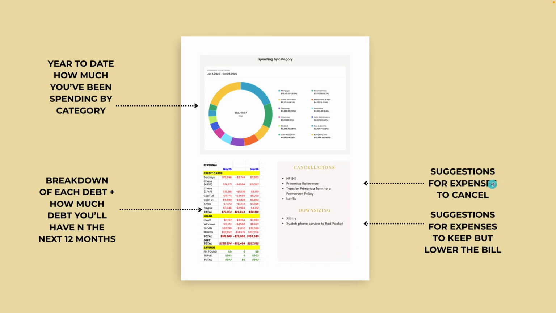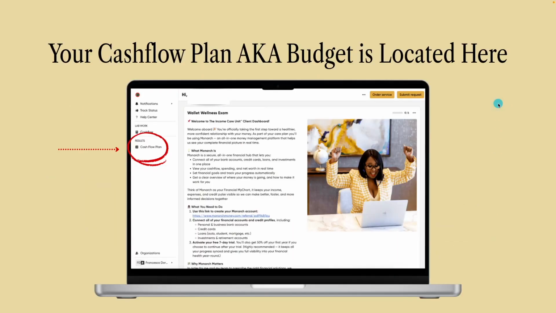And then here, on the right-hand side, you will see cancellations and you will also see downsizing. So the top cancellations is suggestions for expenses that you should cancel, right? And then on the bottom, the downsizing means suggestions for expenses to keep, but that you could possibly lower the bill for. And again, all these resources, any links that your primary care consultant has talked about, any fintech that they've talked about, will be on that first page with a clickable link, okay?